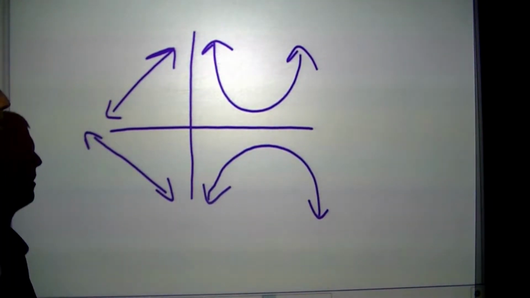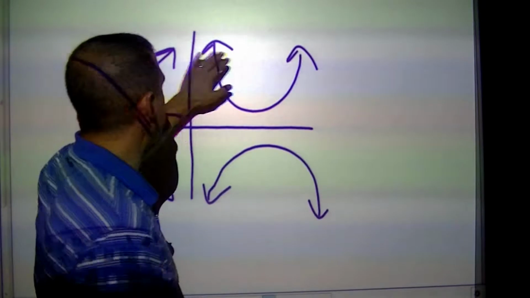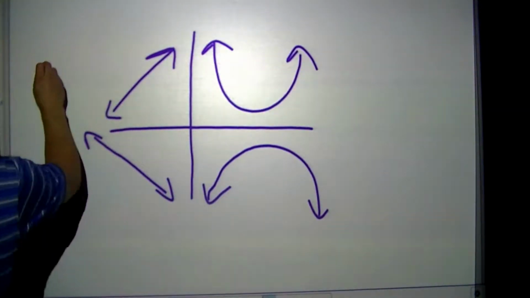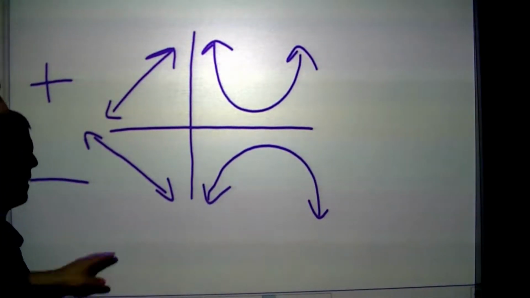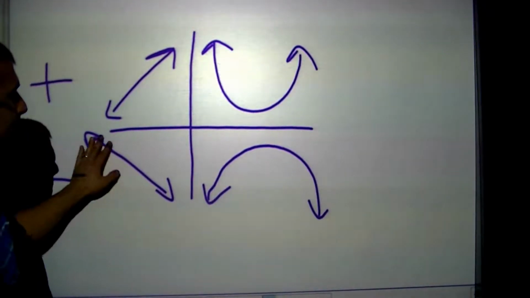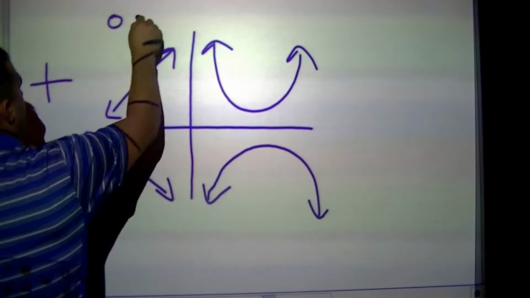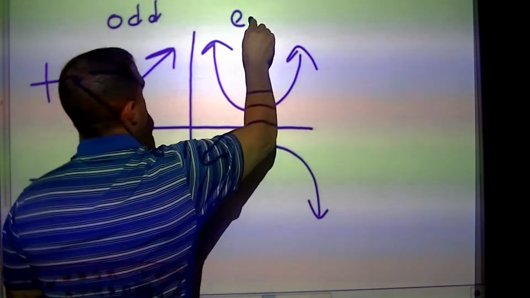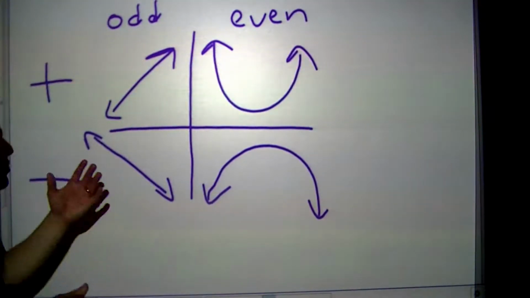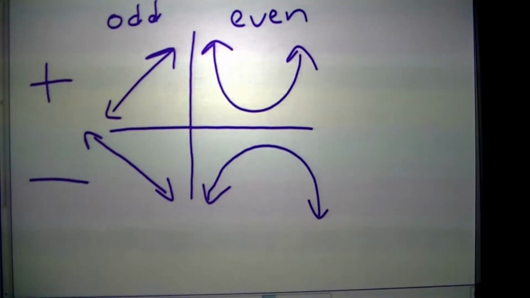Okay, so basically, this top part, all of these are positive. These are going to be negative. That's like a negative slope. If you think about that, that would be like negative x squared. And this is going to be odds, and this is going to be evens, okay? So everything is going to look like that.